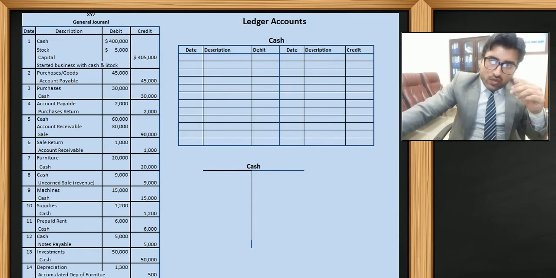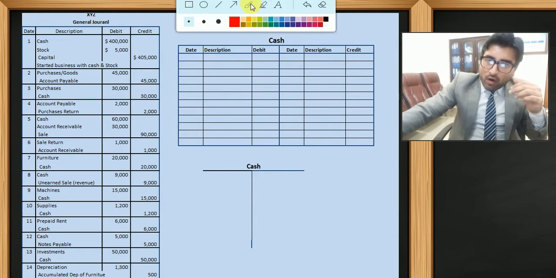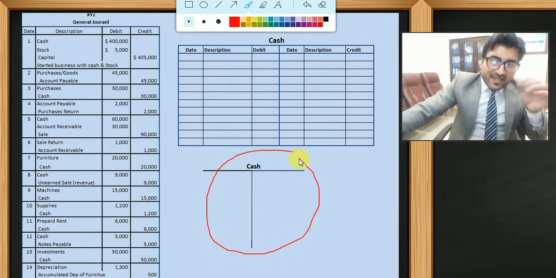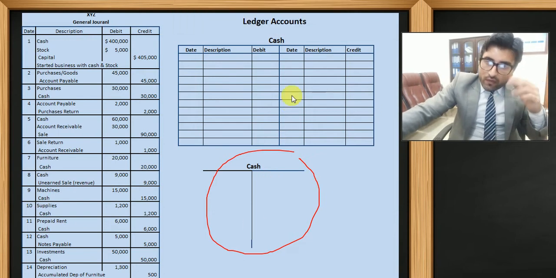And dear students, as you can see, we have another format of the ledger account, and this is a T format or a T-shaped ledger account. Simply we can call it a T account. So what's the difference between these two? The first one is more detailed. Why? Because we have date, description, debit, and in some other formats we also have a reference column.